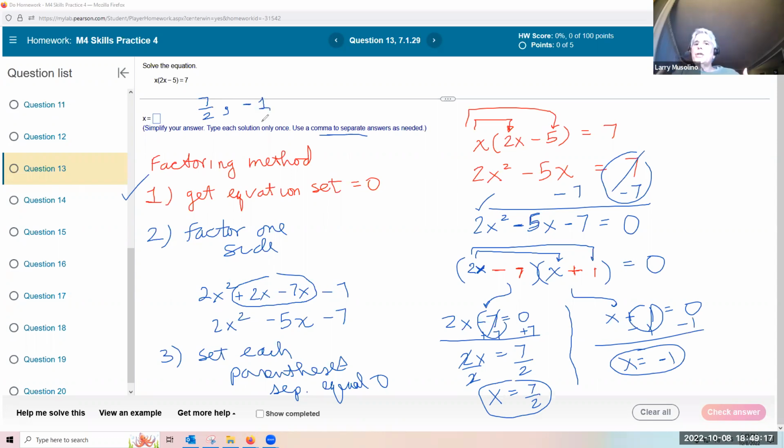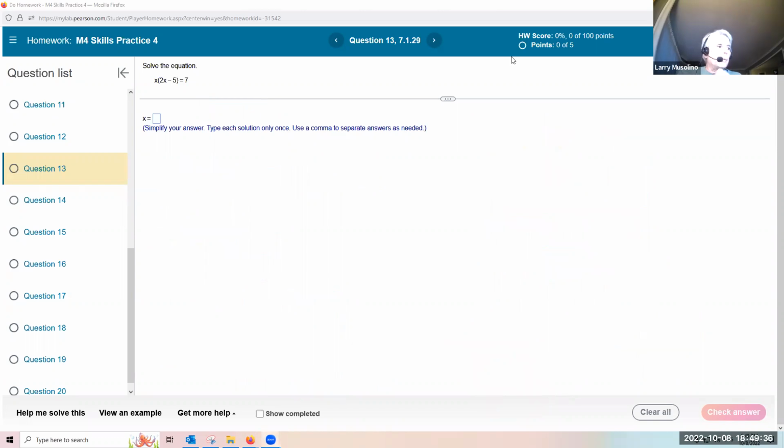By the way, you can always check your answers in these equations. Take each one of your solutions and plug them back in the starting equation, and you should end up with a true equation as a result. If you don't get a true equation, it tells you your solution was incorrect. All right, let's do a couple more.